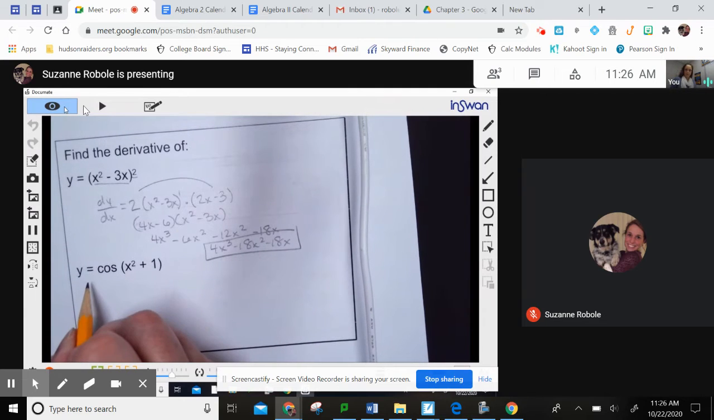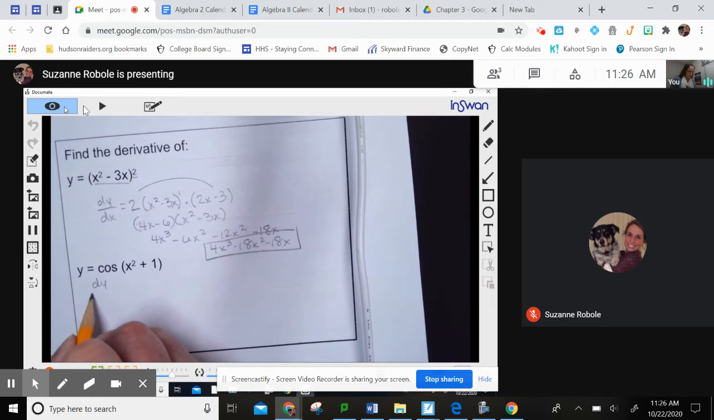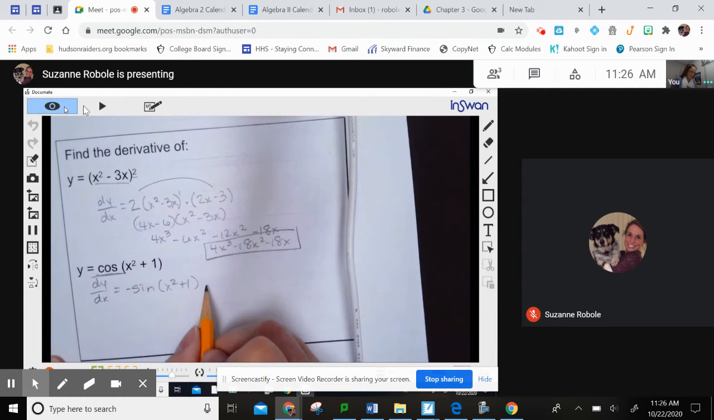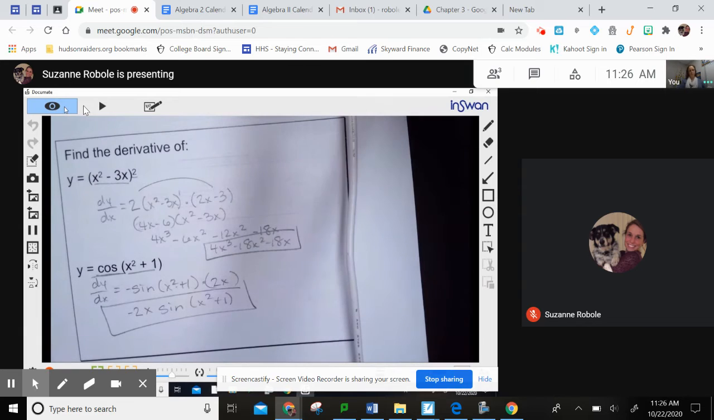Second one, down here, we have dy dx. Outside is your cosine, so I do derivative of cosine, which is sine. Inside remains the same. Then I multiply it by the derivative of the inside, which is 2x. I like to, again, put that 2x in front so I don't confuse this as a multiplication because it's not. And there is my final answer.